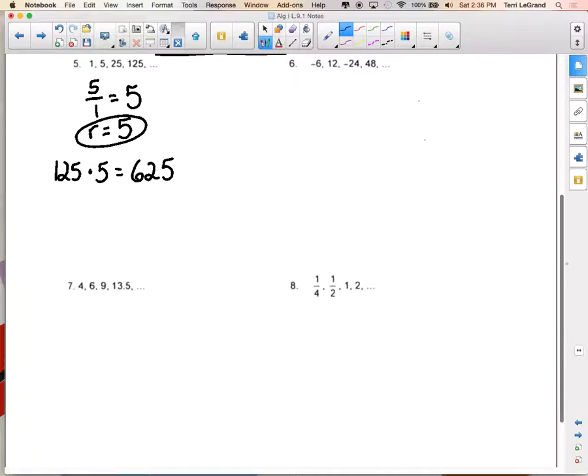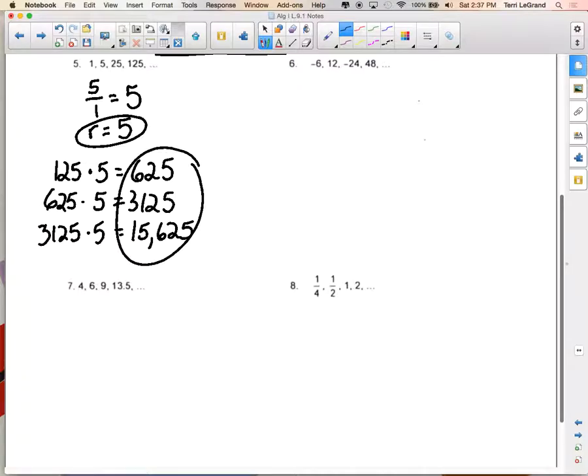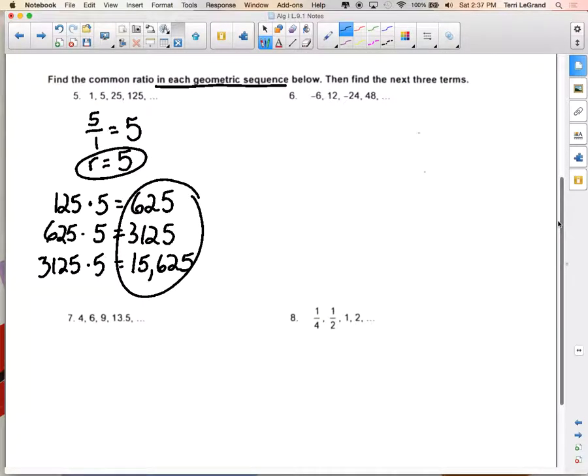We will take 625 and we will multiply that by 5. 3,125 is what you should get. They wanted 3, so we got to go one more time. 3,125 times 5. And this time we're going to get 15,625. The next 3 terms of our sequence are those 3. And the sequence is getting larger as it goes along, so this makes sense.